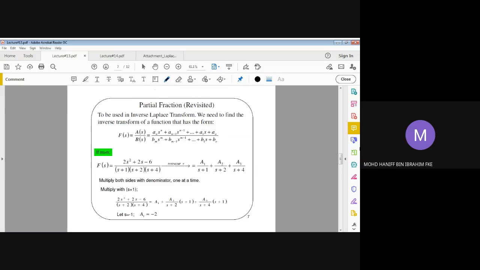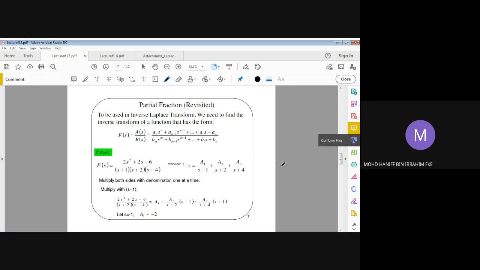Okay, so I think we have done with the introduction of Laplace transform, the inverse of Laplace transform, a comparison between Laplace and Fourier transform, and the application of Laplace transform in electrical engineering. Now we are going to revisit the partial fraction topic. I believe you have learned about partial fractions before, so I don't think we have to go into very much detail. We just go through this part.